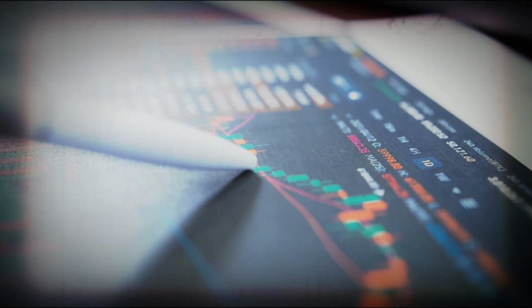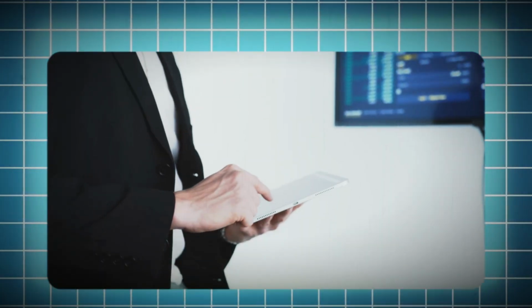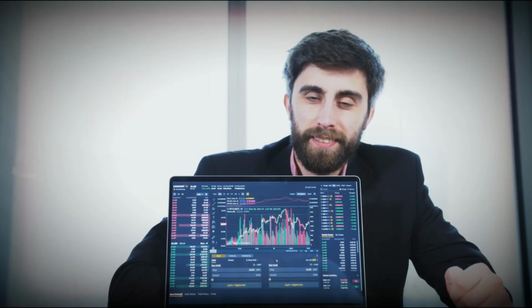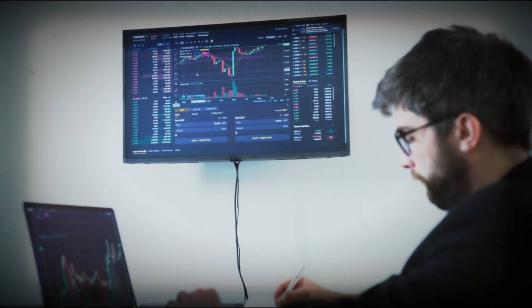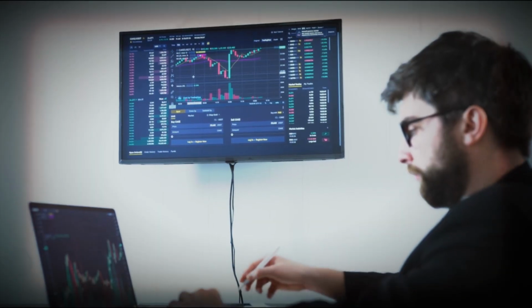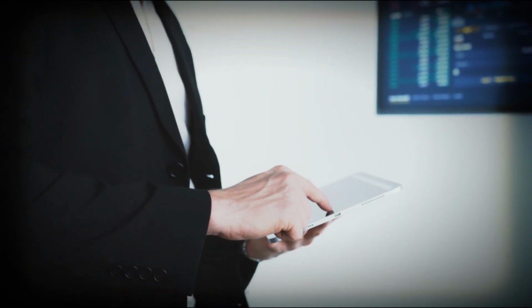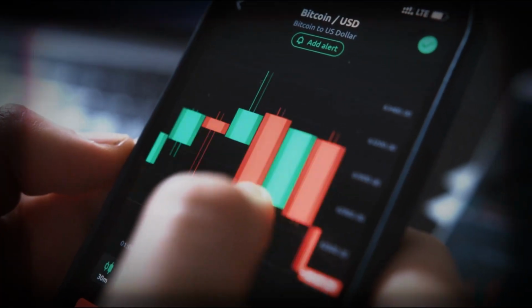A reversal is when that main direction changes. An uptrend turns into a downtrend. A downtrend turns into an uptrend. We can't see the future, but candlestick patterns help us guess when a trend might be getting tired and ready to turn. Now let's talk about those long tails, because this is the key idea for this video.